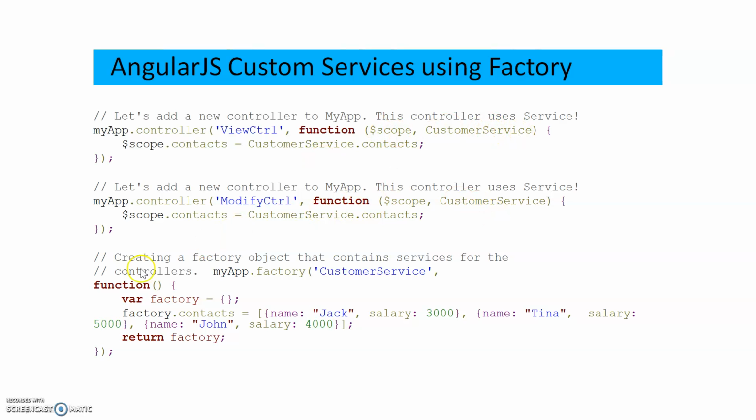The same goes for here. Creating a factory object that contains services for controllers. So for that factory, customerService, which is referred to here by both the controllers, and the function which will produce the data, where factory.contact is one array of objects, and this data as a service is provided to these different controllers. So this is the way we can use custom services in AngularJS.